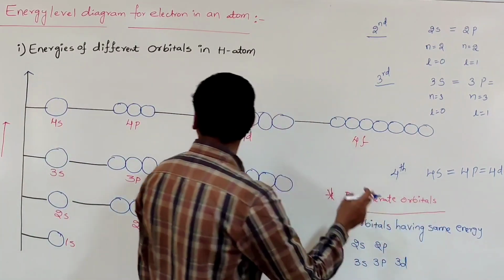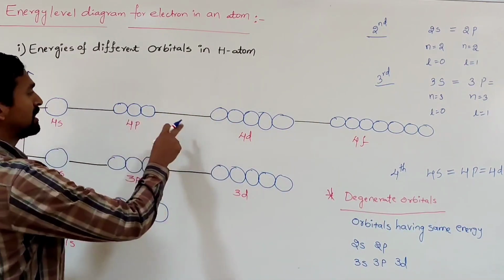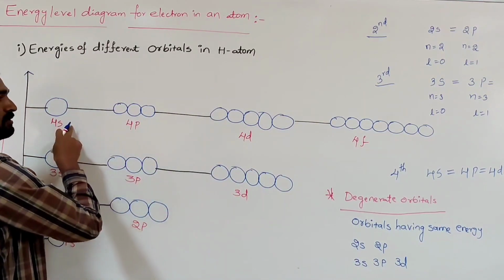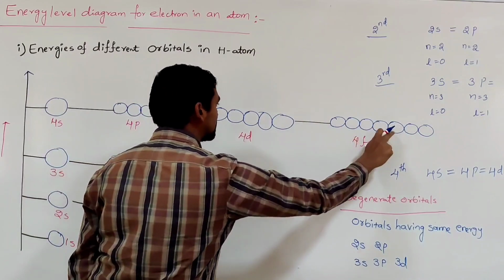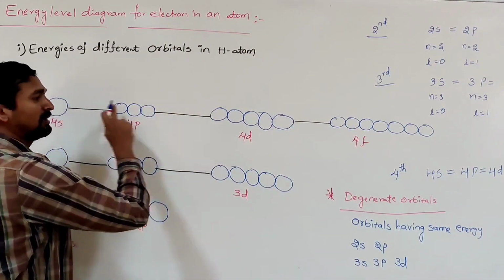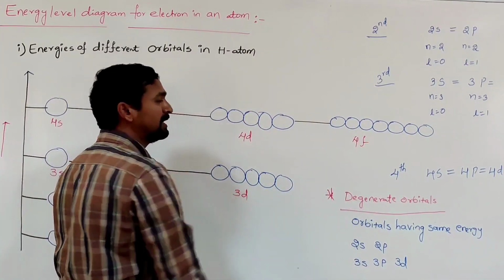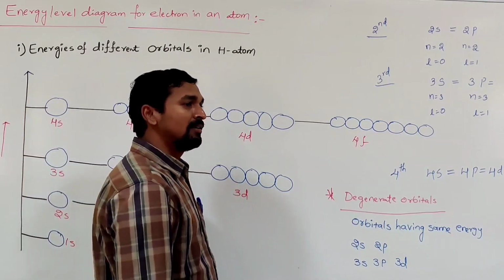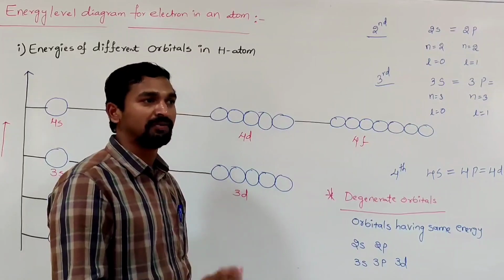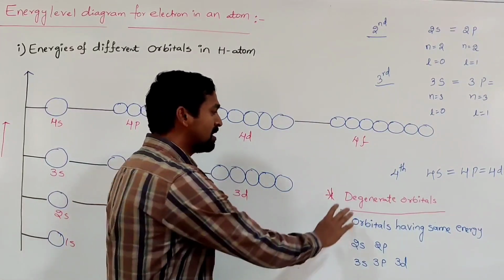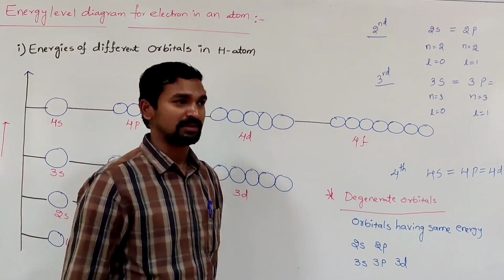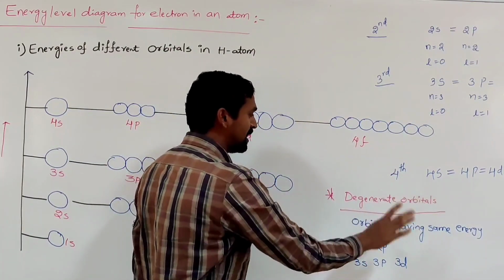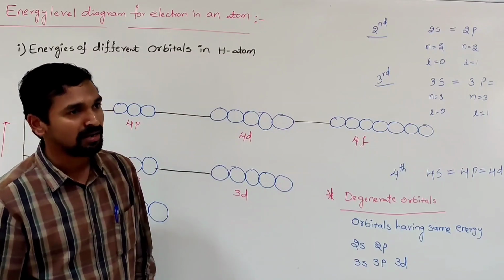Similarly, in the fourth shell, how many orbitals are present? 1 plus 3 is 4, plus 5 is 9, plus 7 is 16, totally 16. All the 16 orbitals have the same energy. That's why all the 16 orbitals are called degenerate orbitals. So the conclusion is, you can note it down beside this. What do you mean by degenerate orbitals? Degenerate orbitals are nothing but orbitals having the same energy.